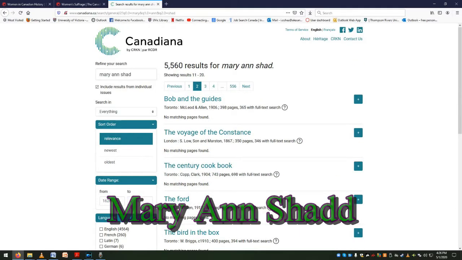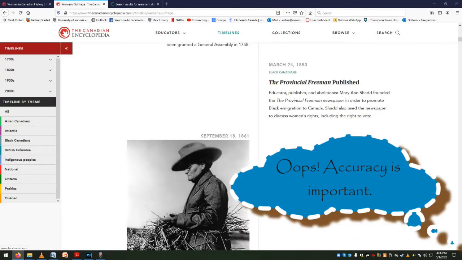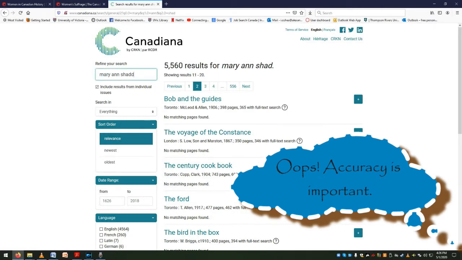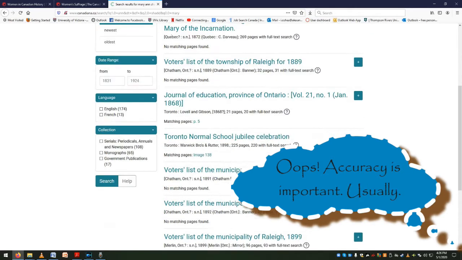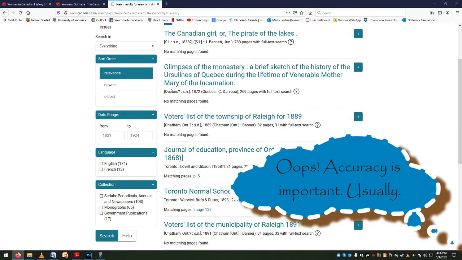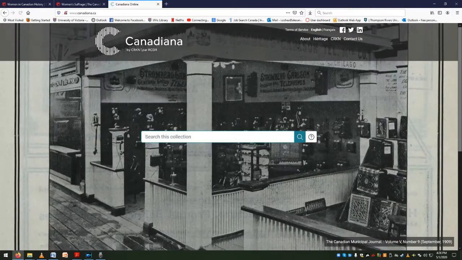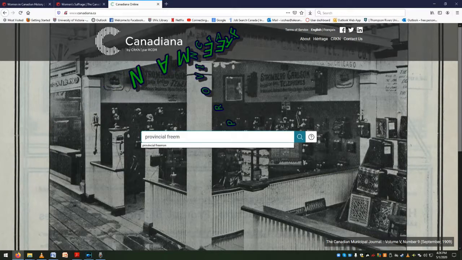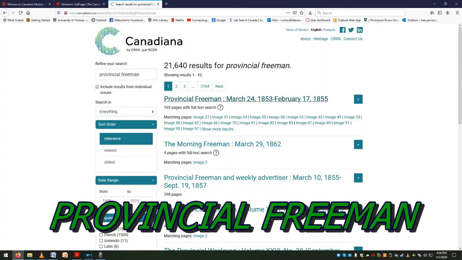Now, we can have somebody who is an important historical figure who does not give us, did I misspell her name? Let's see if that makes a difference. So sometimes a misspelled name can give you a different result, but not always. This isn't a perfect process. Now, if we try it again, if we went for the Provincial Freeman, okay, so we do have copies of the Provincial Freeman.